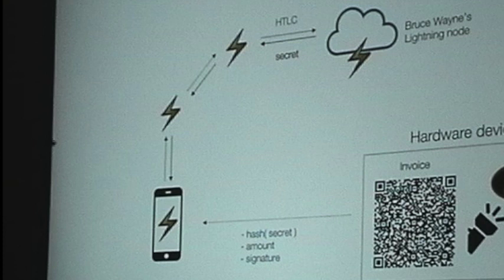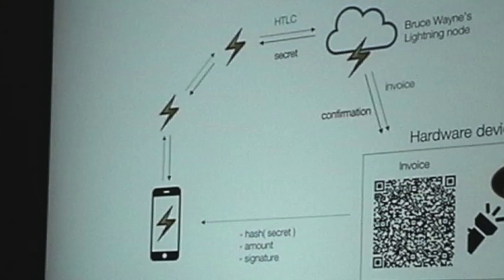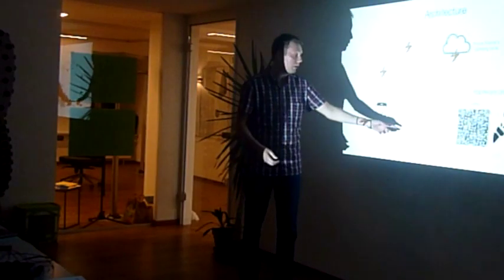Then a quick reminder of how Lightning works. Basically, he finds the route to the Lightning node that he gets from this invoice, and tries to pay. And how he then gets back the confirmation of the payment, that is the secret. So the invoice has a few data fields. First, the hash of the secret, such that if you know the secret that hashes to this value, then you have a confirmation of the payment. The amount and the signature.